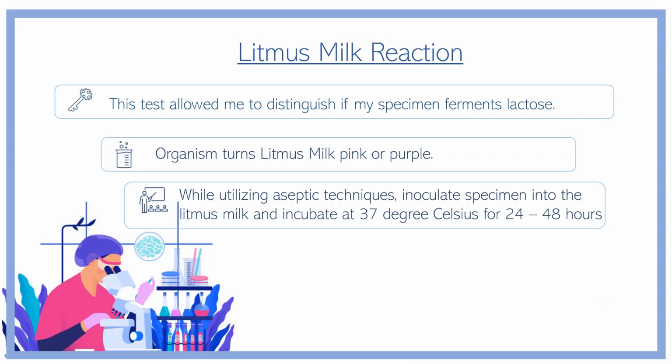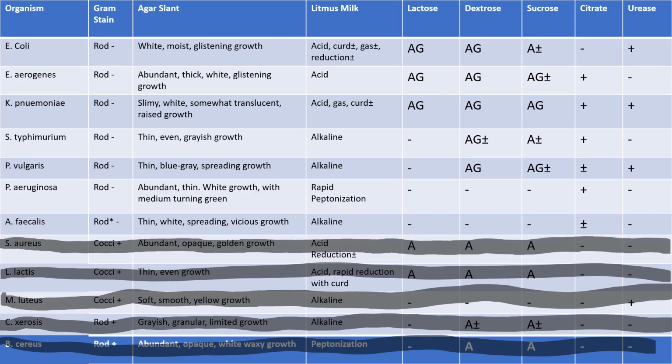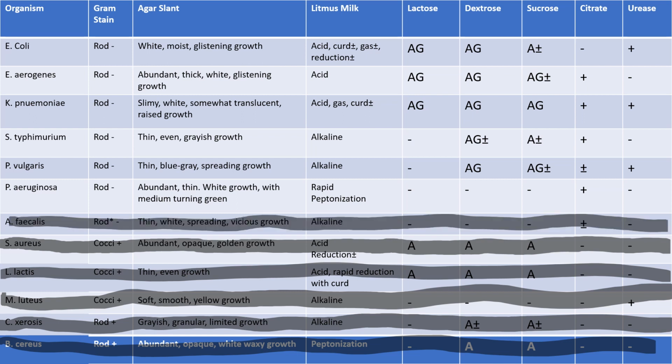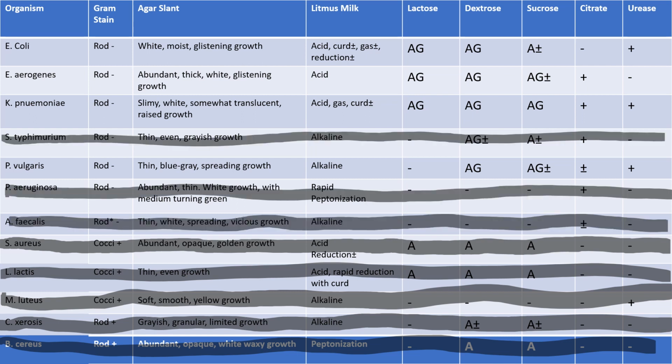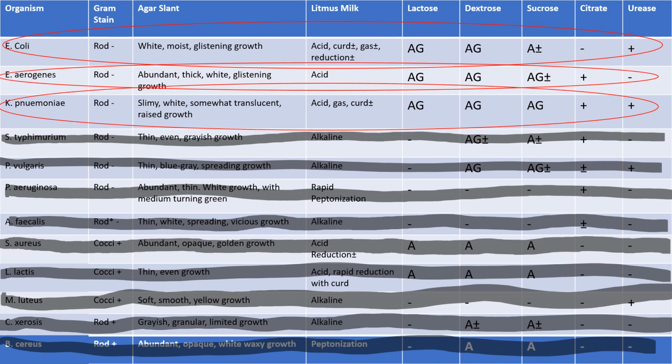The second test that I utilized was the litmus milk test. Litmus milk let me know if my specimen is acidic or alkaline by it fermenting lactose. Also, if my specimen is acidic, does it produce a curd? My results showed a pink liquid in the test tube with whitish curding sticking on the test tube. My results eliminated the possibility of A. faecalis, Pseudomonas aeruginosa, Salmonella, and Proteus vulgaris being my specimen. So this left E. coli, E. aerogenes, and Klebsiella pneumoniae.